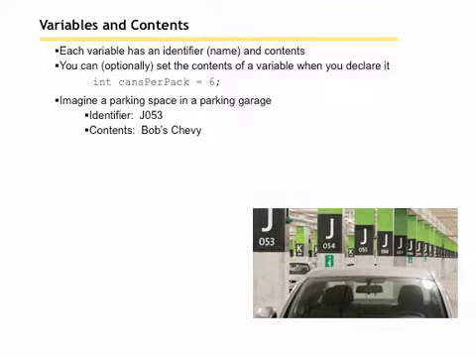So each variable has an identifier, a name, and contents. We can specify an initial value when we create it, such as int cansPerPack equals 6. A useful analogy for thinking about variables is to think about parking spaces in a parking garage. So the identifier of the parking space might be the number, and the contents would be the car in that space.